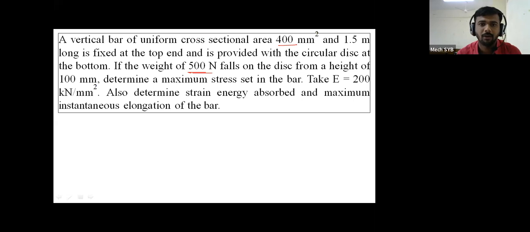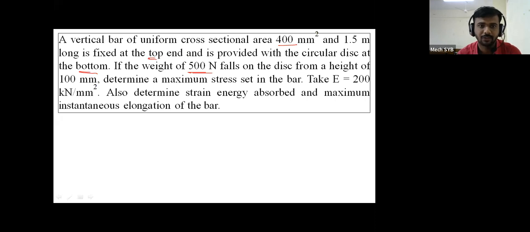So, a vertical bar of cross-sectional area 400 mm square and 1.5 meter long is fixed at the top. So one vertical bar is there, and its cross-sectional area is already given. That means instead of giving the diameter, they have directly given the cross-sectional area value as 400 mm square. The length is given as 1.5 meter and it is fixed at the top end, and is provided with a circular disc at the bottom side.